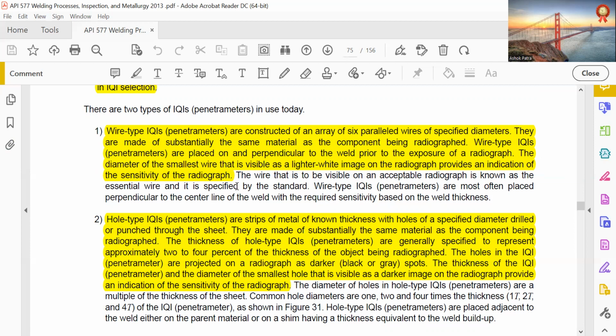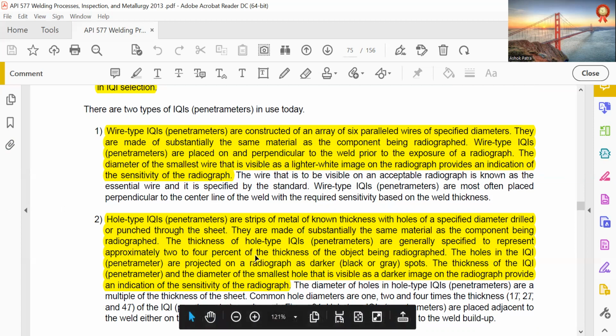sensitivity of the radiograph. Hole type IQI penetrometers are strips of metal of known thickness with holes of specified diameter drilled or punched through the sheet. They are made of substantially the same material as the component being radiographed. The thickness of the hole type IQI penetrometer is generally specified to represent approximately 2 or 4% of the thickness of the object being radiographed. The holes in the IQI penetrometer are projected on a radiograph as darker black gray spots. The thickness of the IQI penetrometer and the diameter of the smallest hole that is visible as a darker image on the radiograph provide the indication of sensitivity of the radiograph.